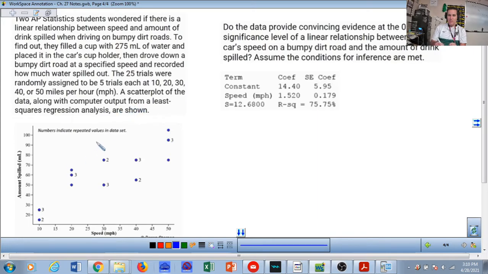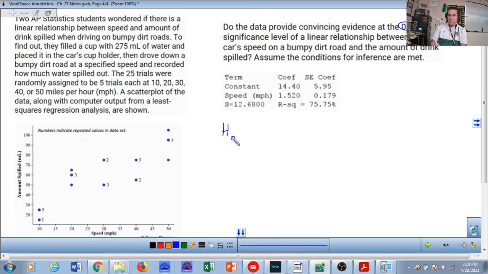A scatter plot of the data is shown there with the analysis done for you over here. Do the data provide convincing evidence at the alpha of 0.05 that a linear relationship actually exists? Assume conditions have been met. Yes, conditions are met. Okay, here we go. Light bulb. Okay, so we're going to do it.